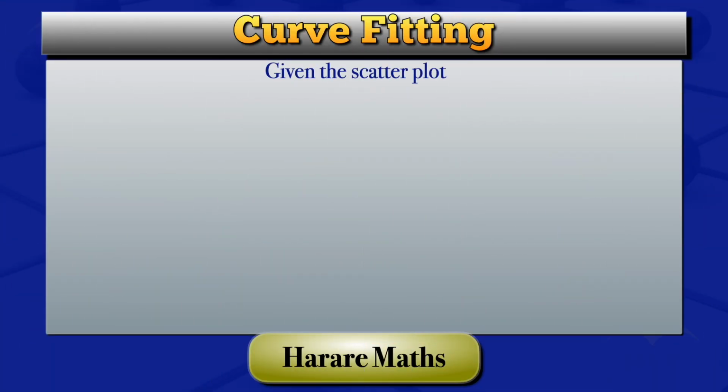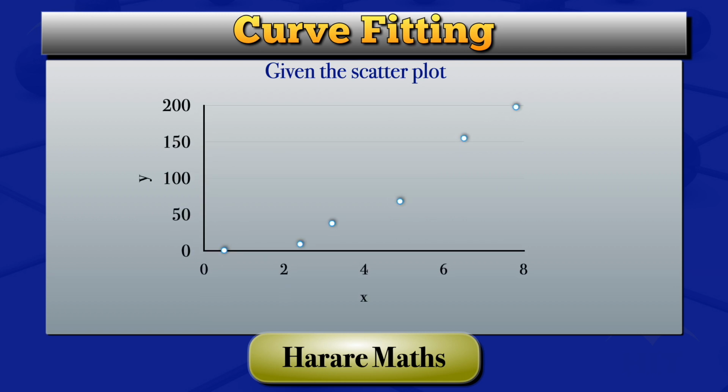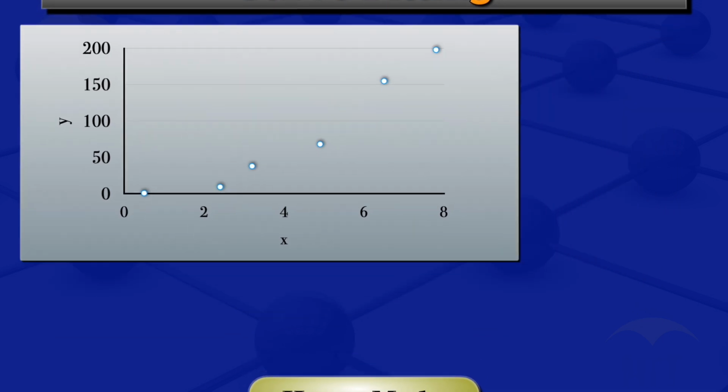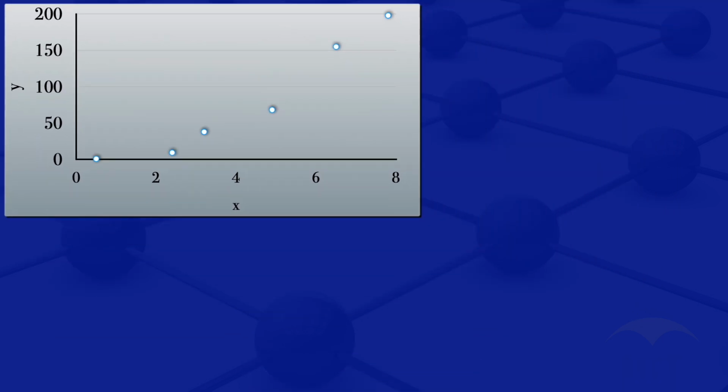Given the scatter plot, which has 6 points as shown on the screen there, in this video I'm going to check the possible models that can be used to model the relationship between x and y. So given that scatter plot, a scatter plot just gives a general shape of the curve that we are supposed to fit. So in this case, we can look at some common curves that are there.